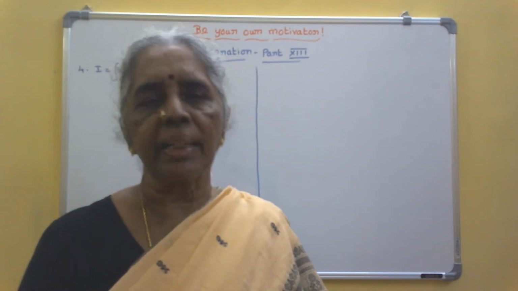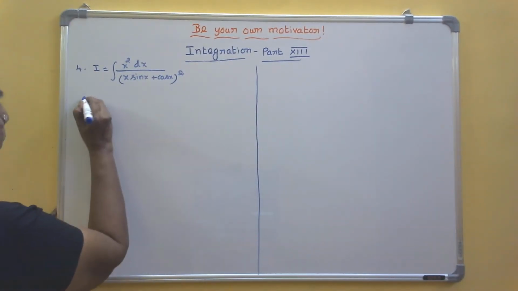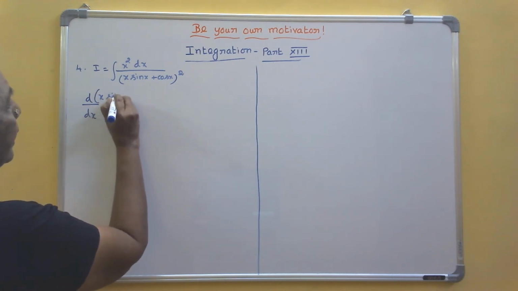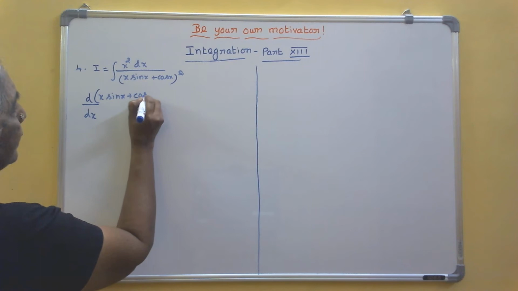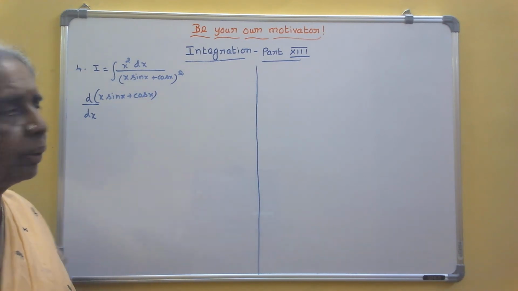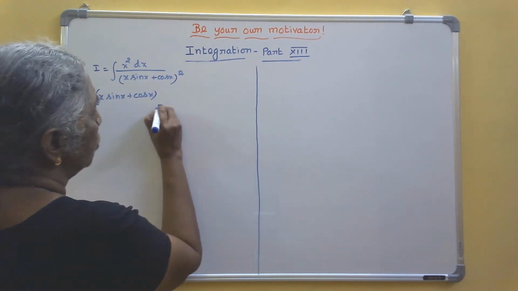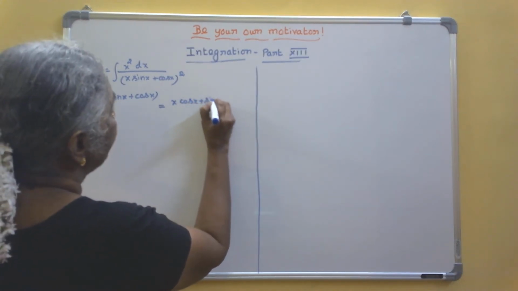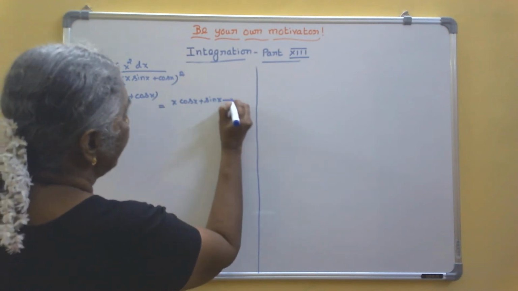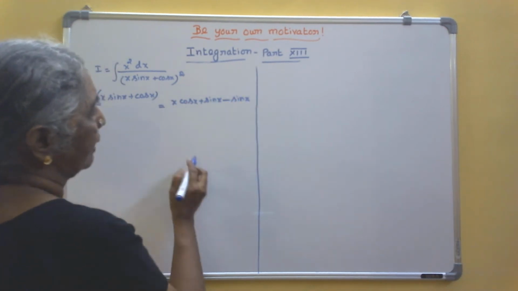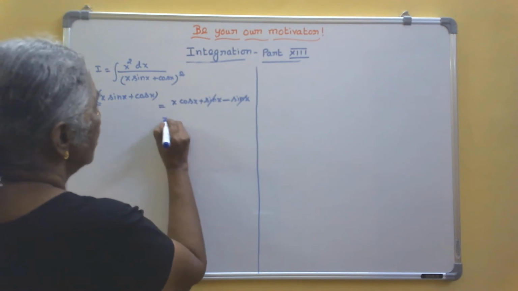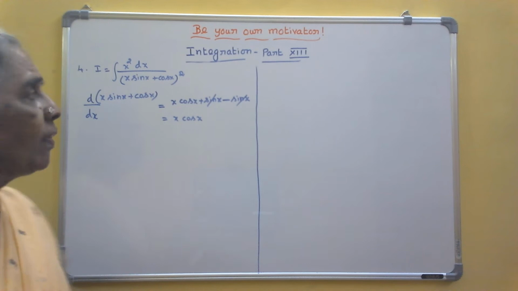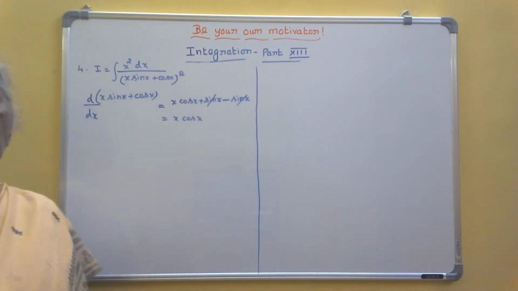So I am going to work it out. I just find it and keep it so that I can use it. That is, I want to find d by dx of x sin x plus cos x, that is what is in the bracket. Here x sin x means you use product rule, so you will get x cos x plus sin x into 1, then for cos x you will get minus sin x. So this and this will get cut, so you will get x cos x as the differentiation of x sin x plus cos x.